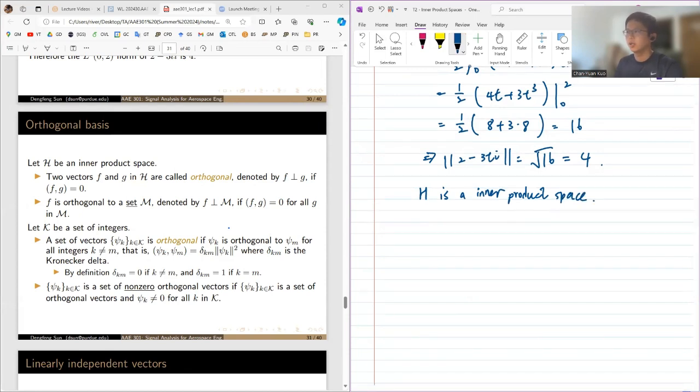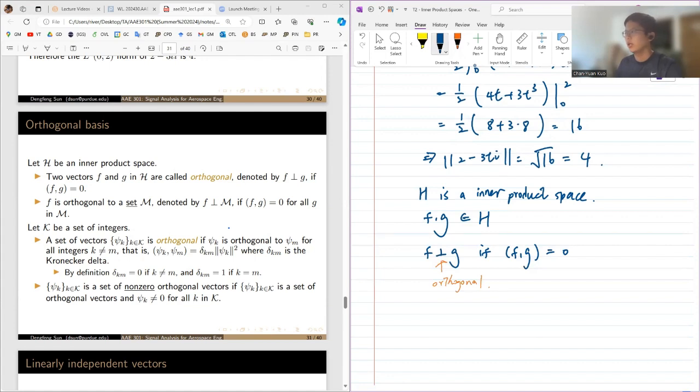And we let f and g be two vectors in this space. And we say these two vectors are orthogonal if the inner product of f and g equals 0. So here, this means orthogonal.